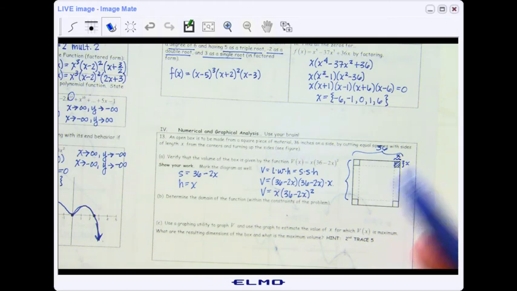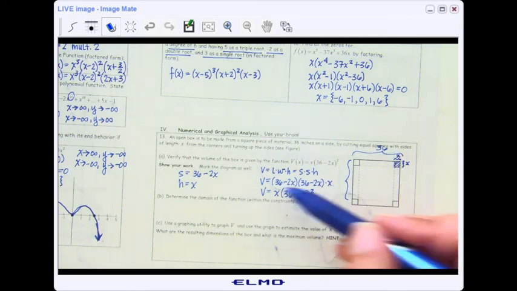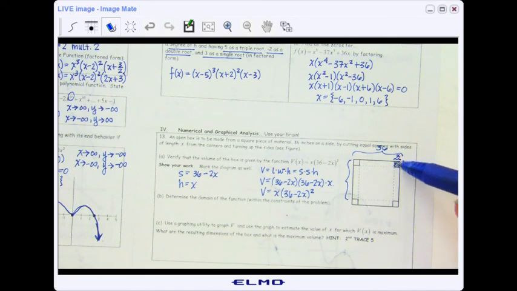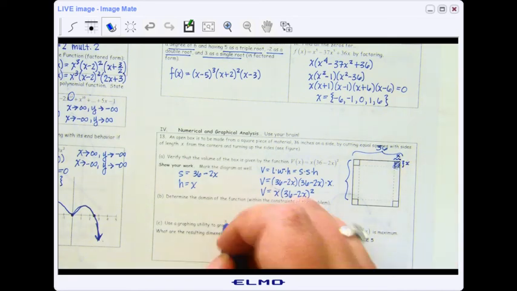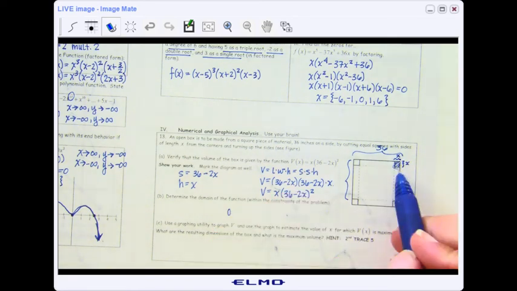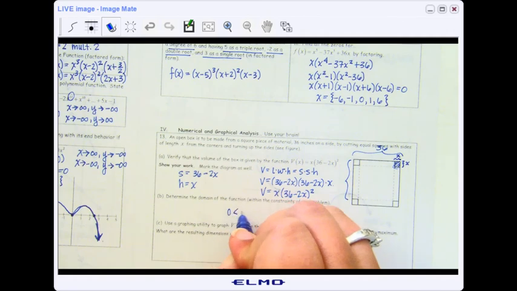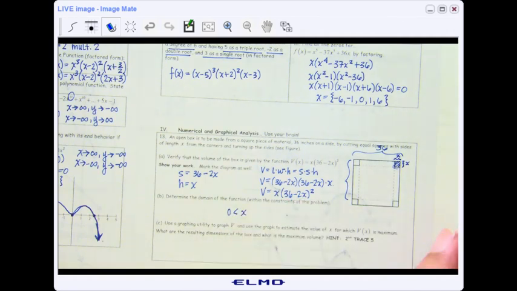Then it says, determine the domain of the function within the constraints of the problem. So your domain can't be infinite, even though this is a cubic function. The reason it can't be infinite is because I can't cut a square of side length 0 out of the corner. I can cut a square of side length greater than 0, but not 0. So x has to be greater than 0.